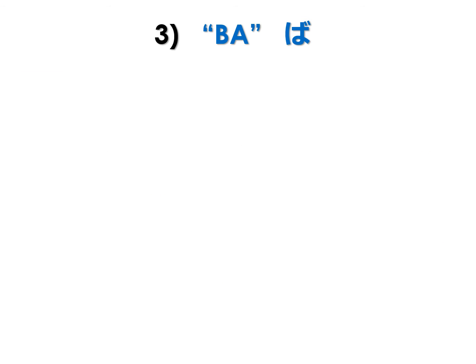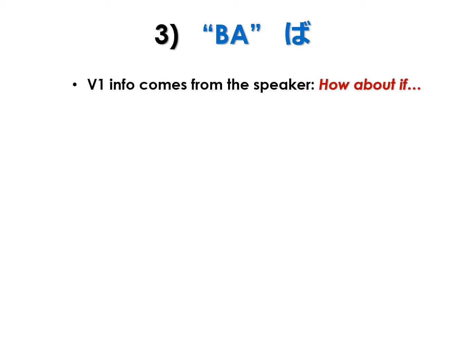The main takeaway of the ba conjugation is that the information in the subordinate clause comes from the speaker. It's like saying, hey, how about if nantoka nantoka? However, this conjugation is the most complicated to form among the 4.